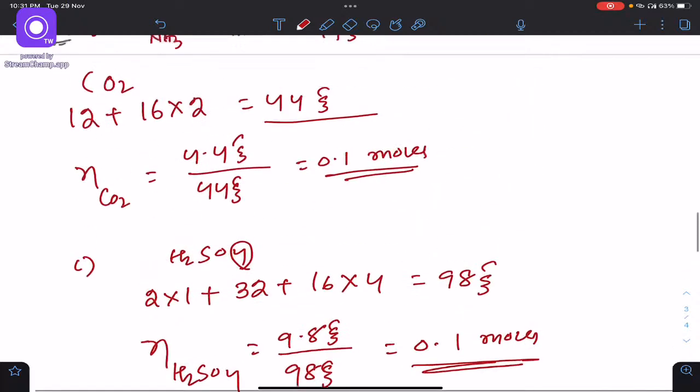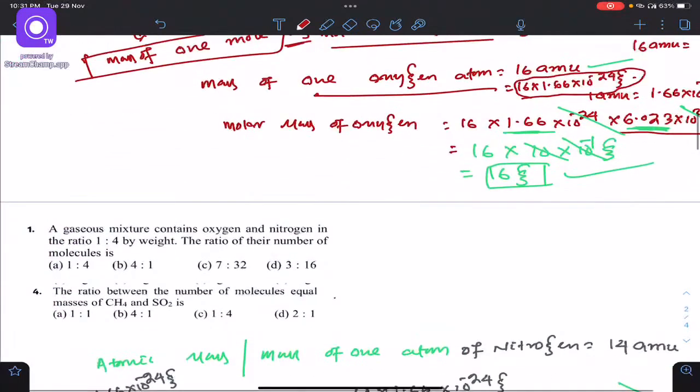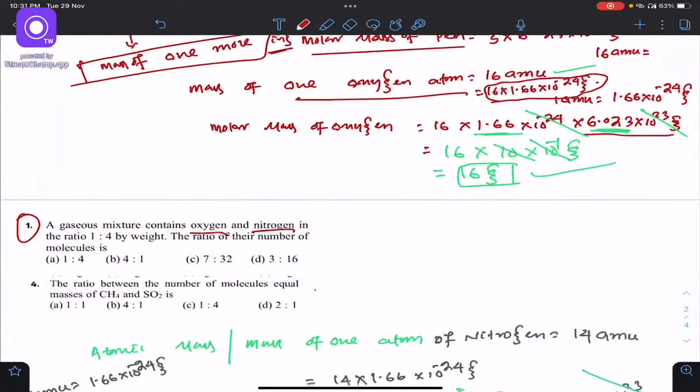Next question. A gaseous mixture contains oxygen and nitrogen by weight in the ratio 1:4. See, the gaseous mixture contains oxygen and nitrogen, and its weight ratio is 1:4. So what happens here? Mass of oxygen divided by mass of nitrogen is x:4x, meaning 1:4 means x:4x.